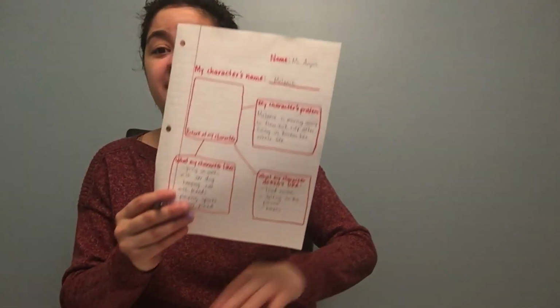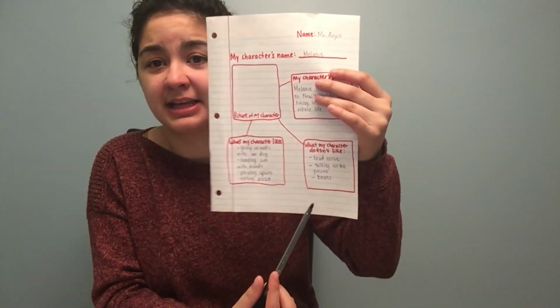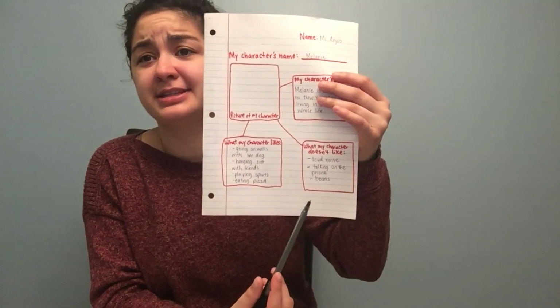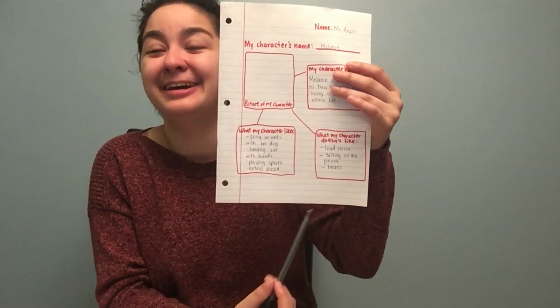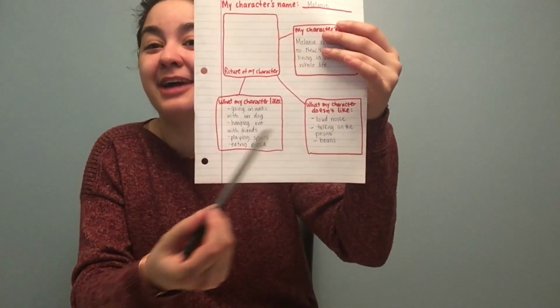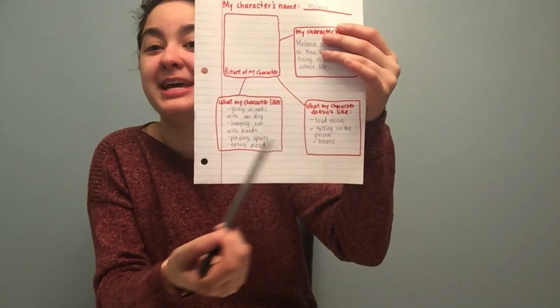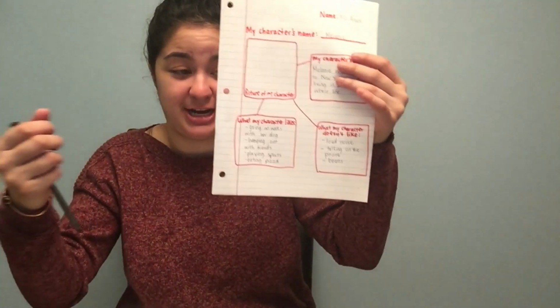Like beans. Okay? So these are the things my character doesn't like. She doesn't like loud noise. She doesn't like talking on the phone. And she doesn't like beans. Now, I added that in there just to make it a little funny. Now, notice again, they're not complete sentences. But from this, when I write tomorrow, I'm going to be able to stretch it out.